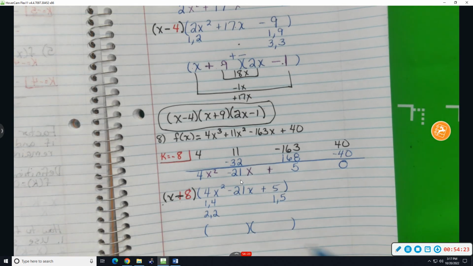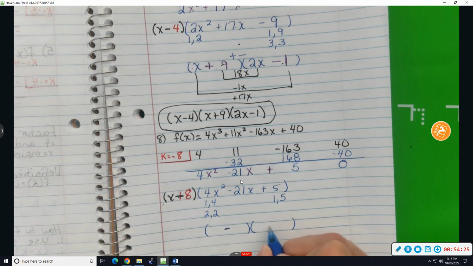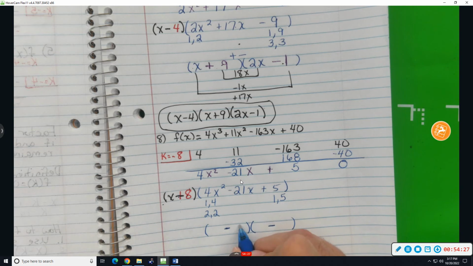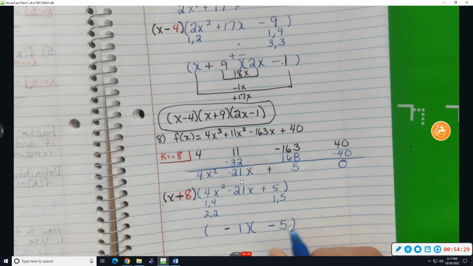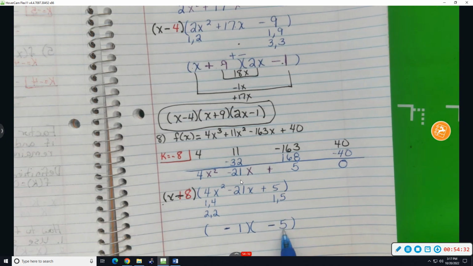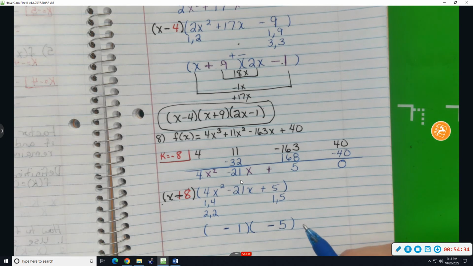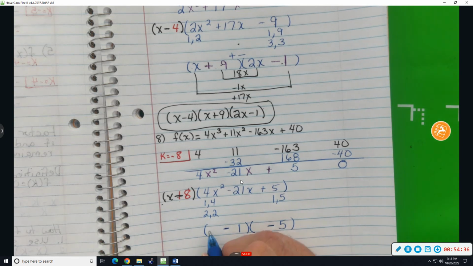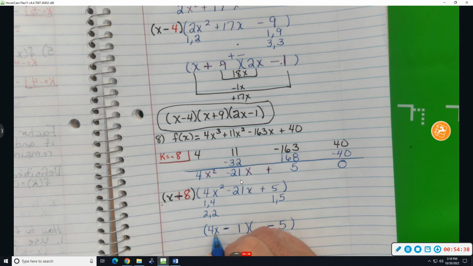It'll be x minus 5, 4x minus 1. Well, the 1 and 5, there's no other possibility. So I'm going to put that in. I think, and you said, 4x minus 1 and x minus 5. Is that going to do it? Let's see. By do it, I mean FOIL it out.